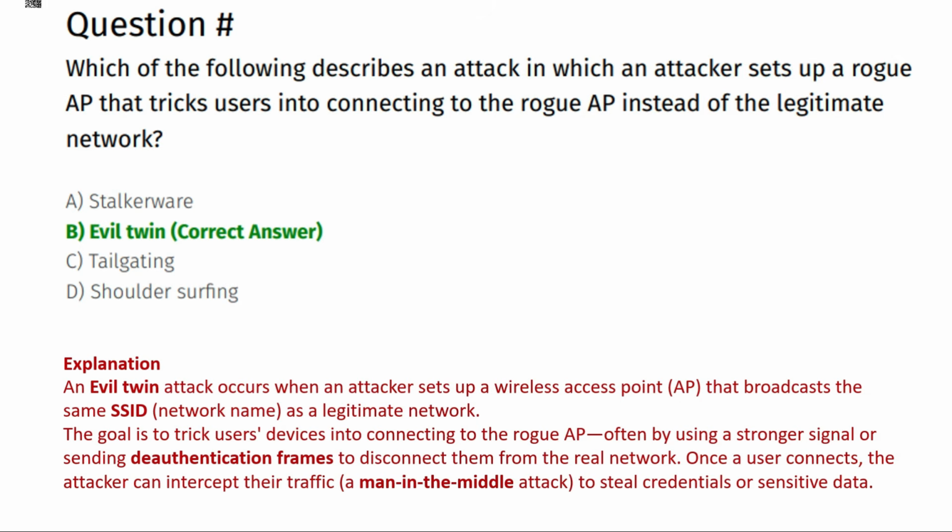An evil twin attack occurs when an attacker sets up a wireless access point that broadcasts the same SSID, network name, as a legitimate network. The goal is to trick users' devices into connecting to the rogue AP, often by using a stronger signal or sending deauthentication frames to disconnect them from the real network. Once a user connects, the attacker can intercept their traffic, a man in the middle attack, to steal credentials or sensitive data. So that's why the correct answer for this question is option B, evil twin. So let's move to the next question.